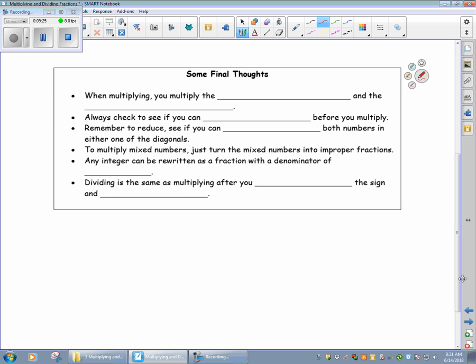All right, guys, so some final thoughts. When multiplying, you multiply the tops or the numerators and the denominators. Always check to see if you can pre-reduce before you multiply. Remember to reduce, see if you can divide both numbers in either one of the diagonals. To multiply mixed numbers, just turn the mixed number into an improper fraction. Any integer can be rewritten as a fraction with the denominator of 1. Dividing is the same as multiplying.